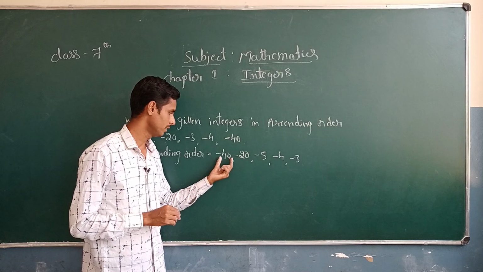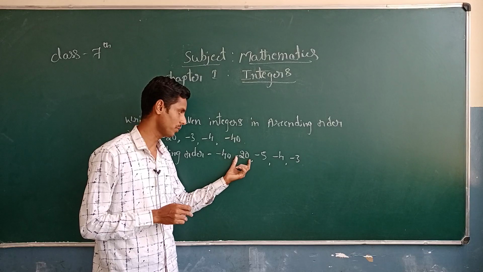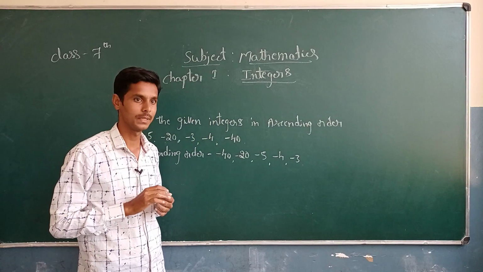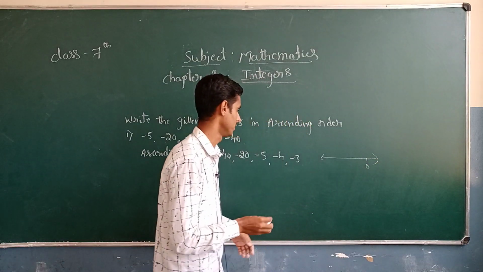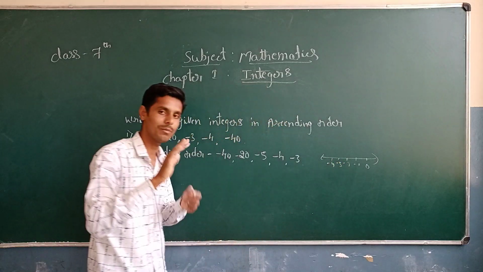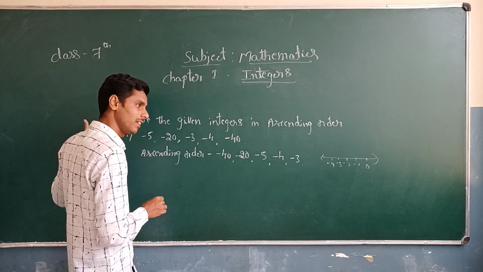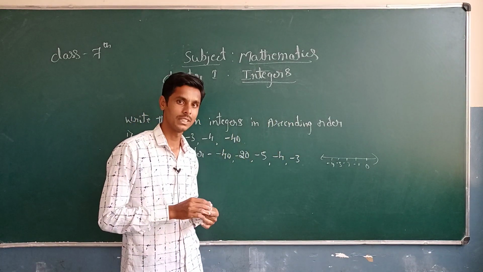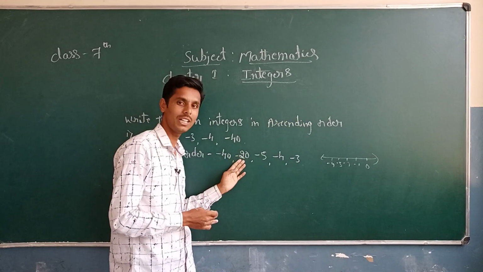See, this is the smaller number, right? This is the next number: minus 20, minus 5, minus 4, minus 3. Now you imagine the number line. Here, 0 will come. Minus 1, minus 2, like this. Minus 3, minus 4. Just imagine the number line. Ascending order means we have to move from left to right. Okay? Minus 40 will start from the left side. If we move to the right side, minus 20 will come.